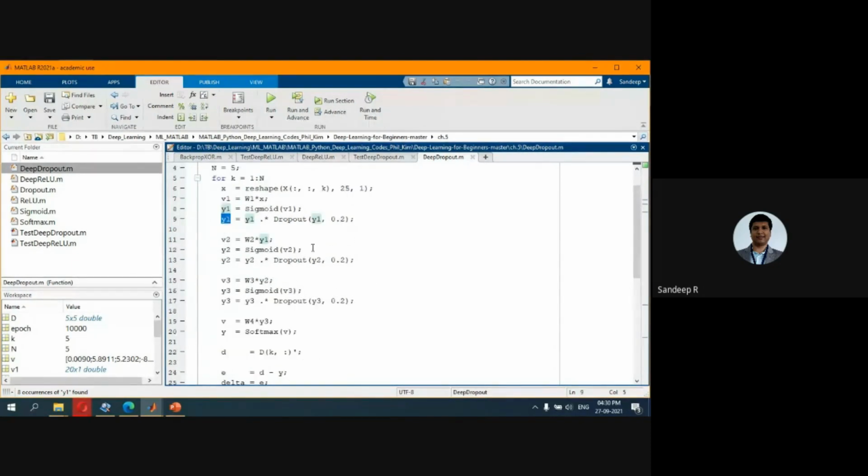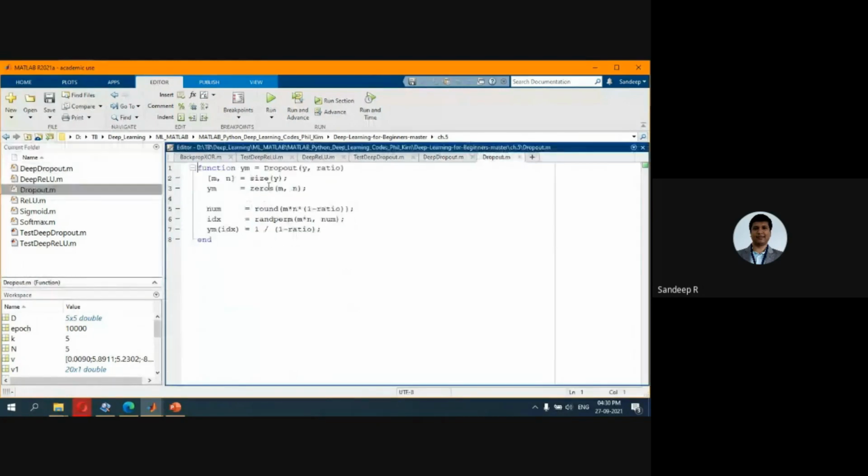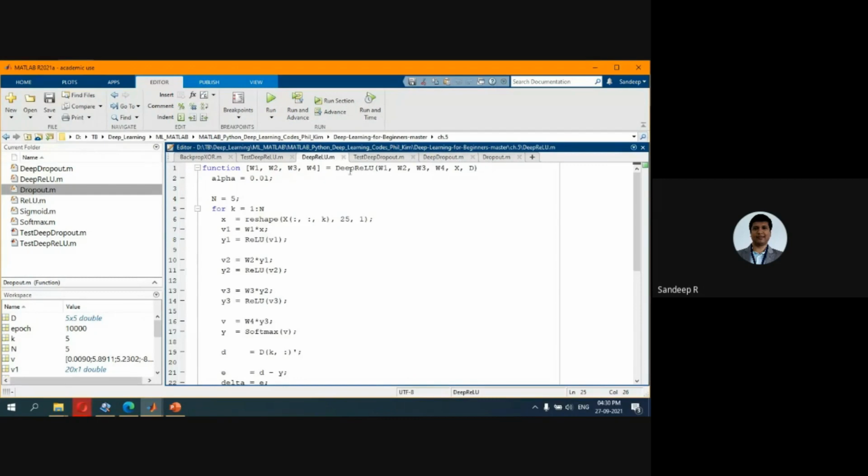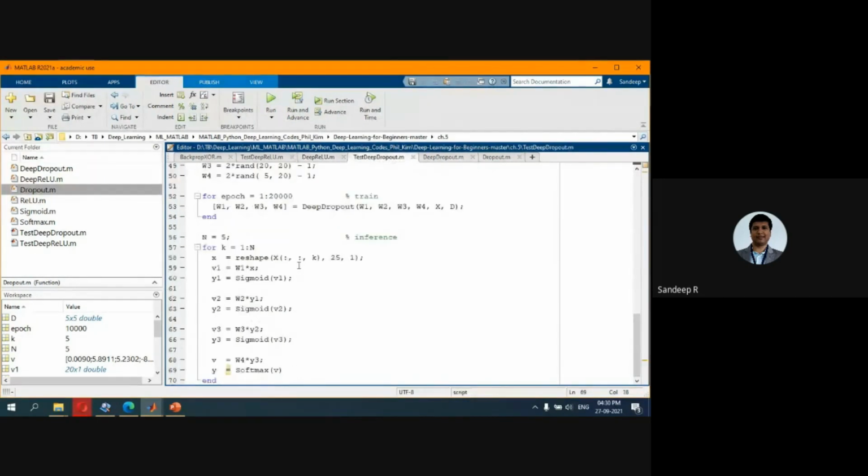This is random. If you see, dropout is random. Randomly it is chosen and not the same thing every time, and then we are calculating it. So we are trying to do that. Let me go there. I've done this in deep dropout. Let me run.